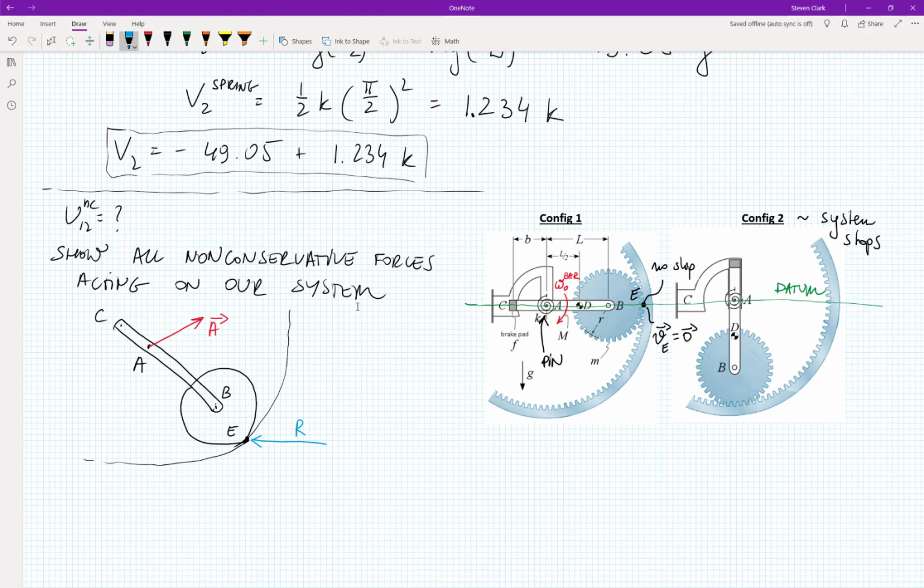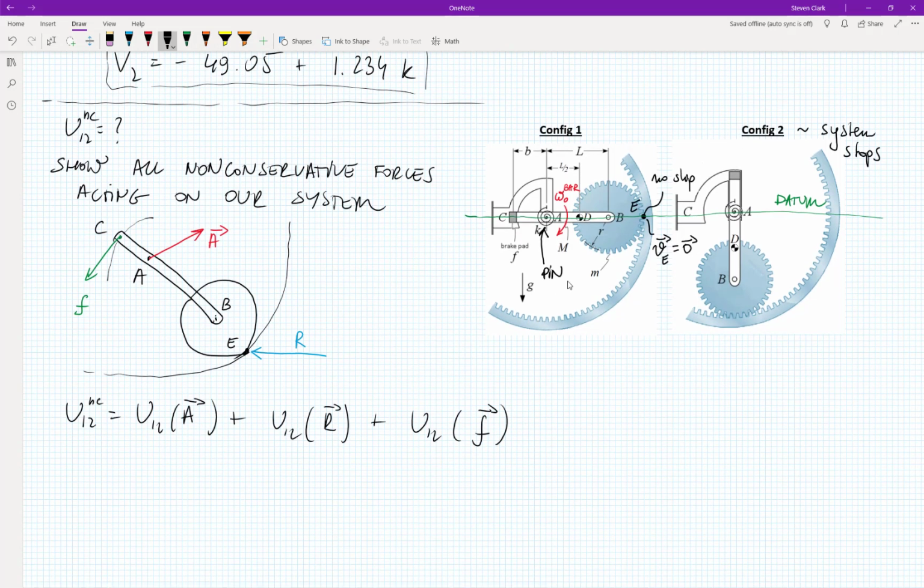Yes, exactly. There's a friction at point C, so it will be here. And since our brake pad moves that way, our friction will be pointing this way. Okay, guys, that's all. I think there are no other non-conservative forces, so we can just write down such an expression. U12 non-conservative is equal to U12 of A plus U12 of R plus U12 of friction.